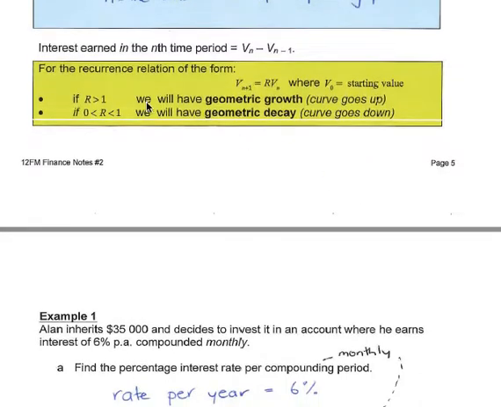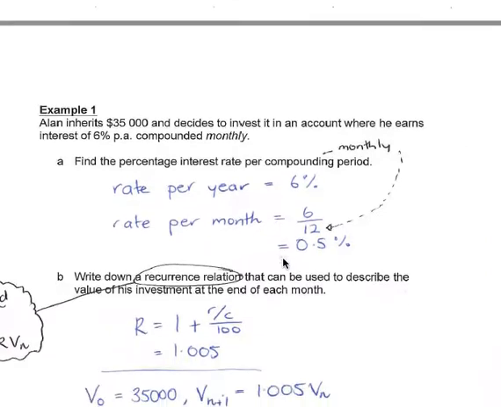As I said before, if R is bigger than 1, you're going to see geometric growth, the curve moving up in this fashion. If you're going to draw a graph with an R value between 0 and 1, it'll curve down this way, and we'll see how that works.